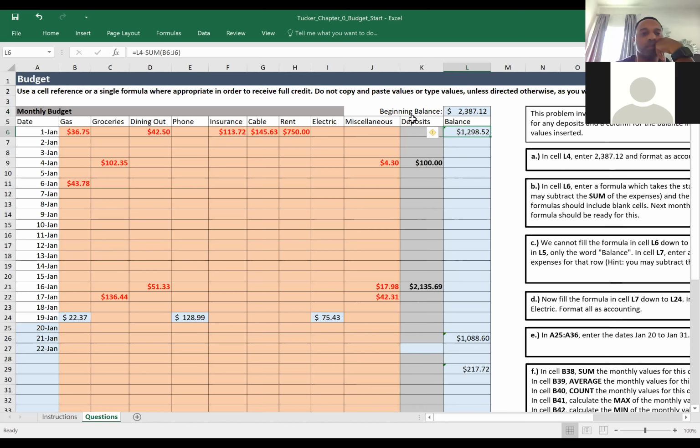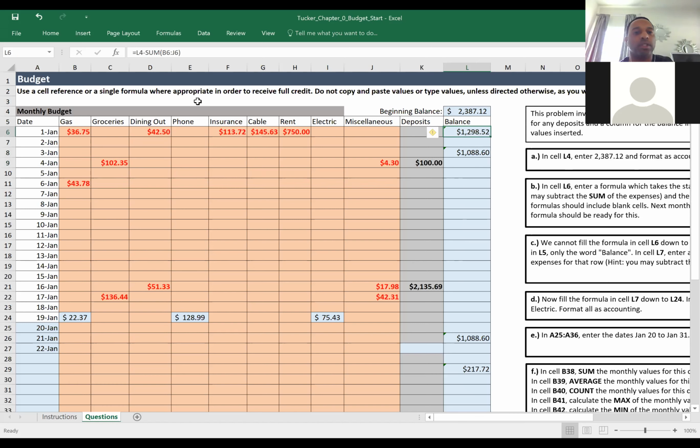So here, if you want to do the sum of anything, you do equal, and sum is addition. So you do sum, parentheses. If I wanted to add up this row B6 to J6, I would do B6 colon J6, close the parentheses, and hit enter. Now in B, what they wanted us to do was subtract the sum of those values in that row, B6 to J6, from this value in L4.